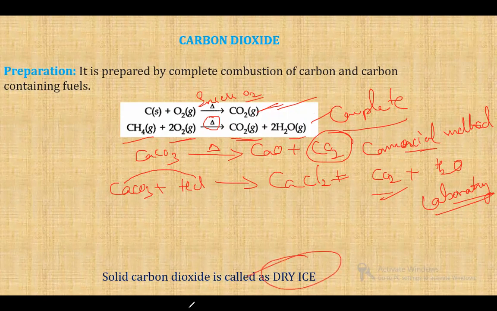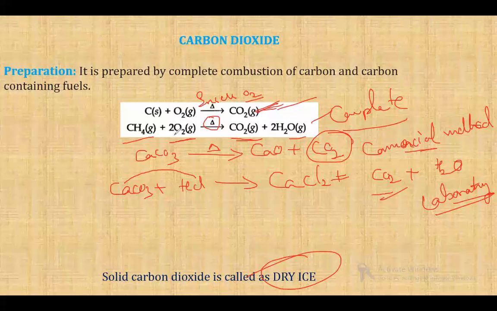Solid carbon dioxide is called dry ice. Complete combustion of carbon with oxygen, the oxidation of carbon, gives carbon dioxide. Methane, or hydrocarbon, on combustion gives carbon dioxide and water, the general equation. Calcium carbonate on decomposition gives calcium oxide and carbon dioxide, the commercial method. Calcium carbonate treated with hydrochloric acid: here it is not balanced, two hydrogen, two chlorine. So CaCO3 plus 2 HCl gives CaCl2, CO2, and H2O. This is the laboratory method of preparation of carbon dioxide. Need to remember.